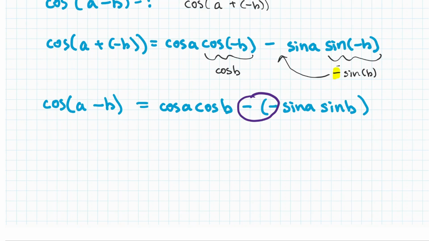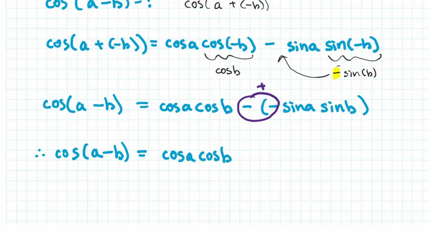You can use the little trick that the enemy of your enemy is your friend. So this is actually a plus. So therefore, we've derived now that cos of A minus B equals cos A cos B plus sine A sine B. Very good. Now let's go ahead and use an example of why this could be important and how we can use it in practice.